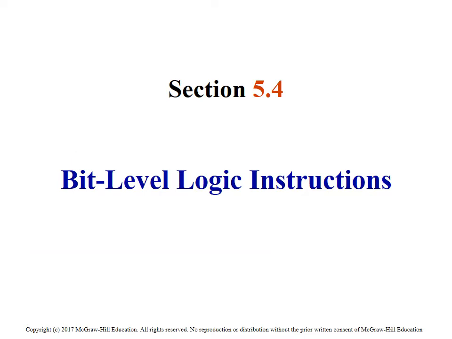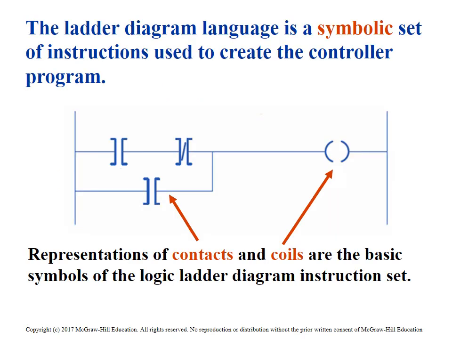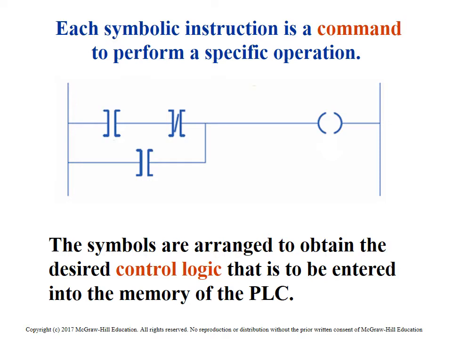Bit level logic. Here the ladder diagram language is a symbolic set of instructions used to create the controller program. We're looking at a series of contacts and coils. The symbols are arranged to obtain the desired control logic. Again, you can arrange these any way you want: normally open, normally closed, contacts, coils and whatnot.